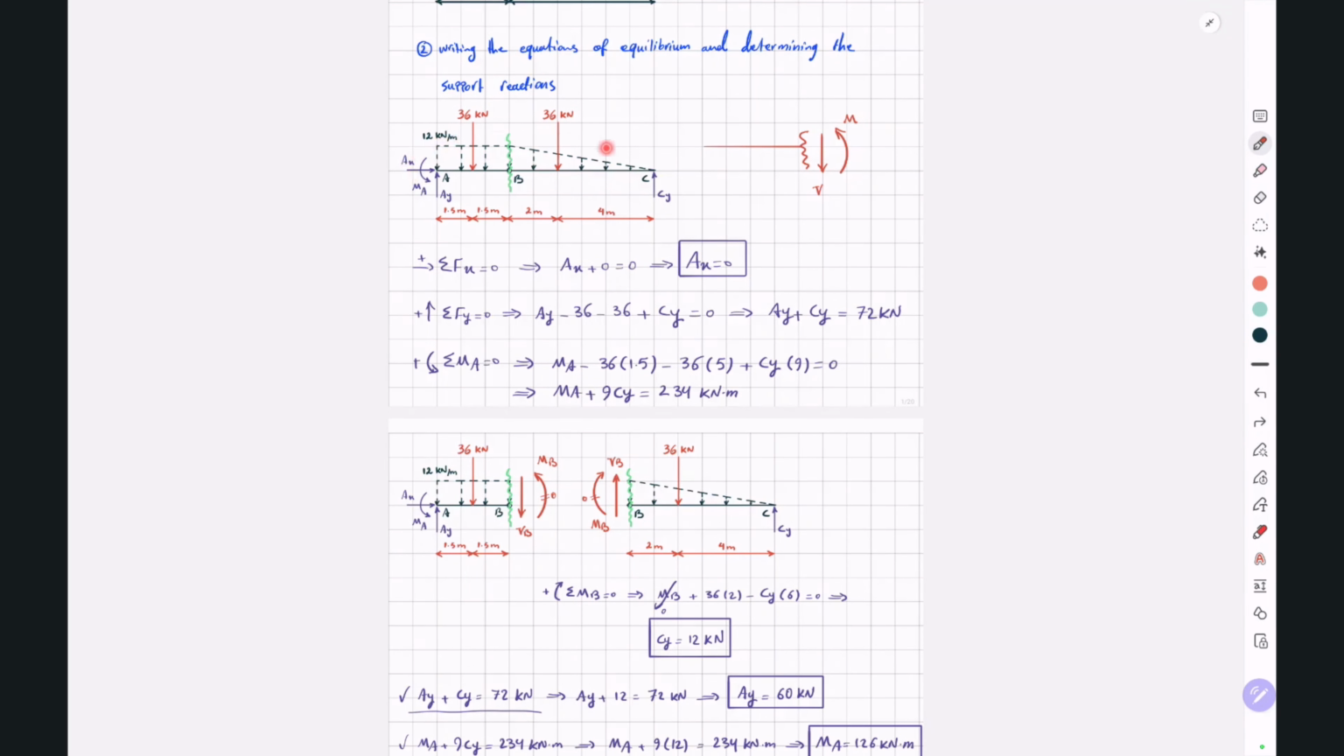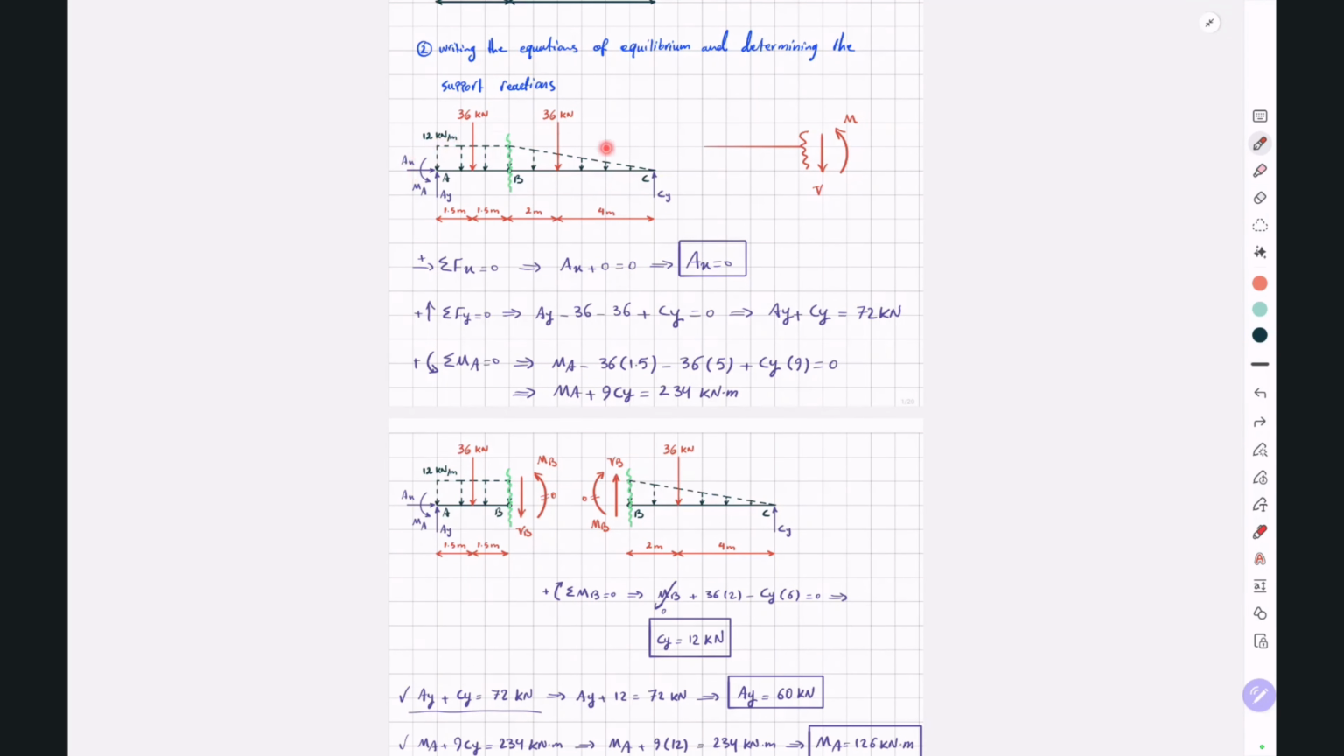Alright, now that we have all our support reactions, we can substitute this free body diagram with this one here. So AY is equal to 60, MA is equal to 126, and CY is equal to 12. And now, in the third step, we should cut the beam at different sections and draw the free body diagrams for each segment of each cut section.